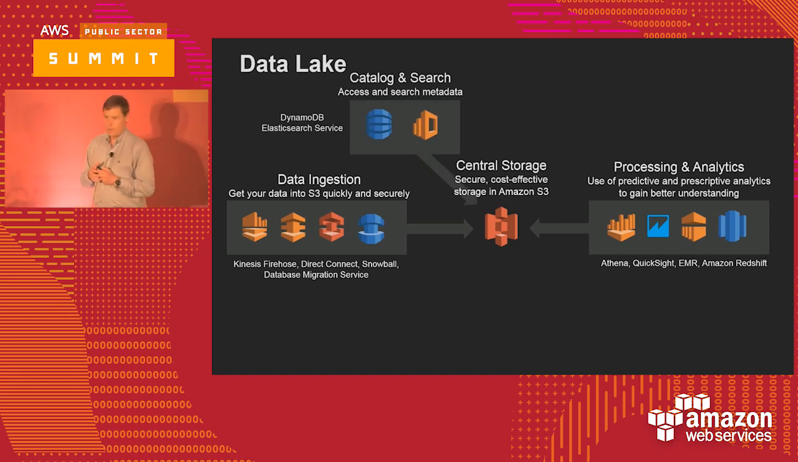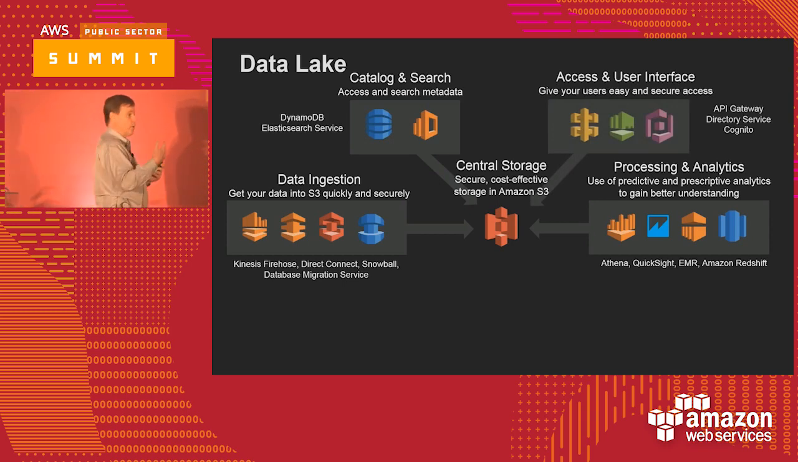You can set up Dynamo and Elasticsearch to catalog and search the data you have in S3. You can write programs on top of it using API Gateway and Directory Service and Cognito.